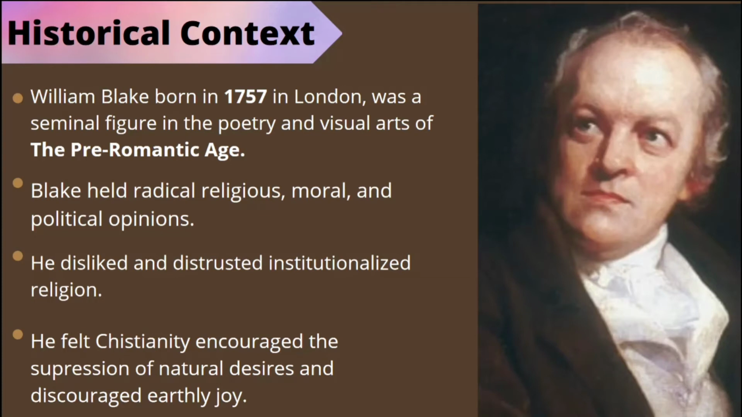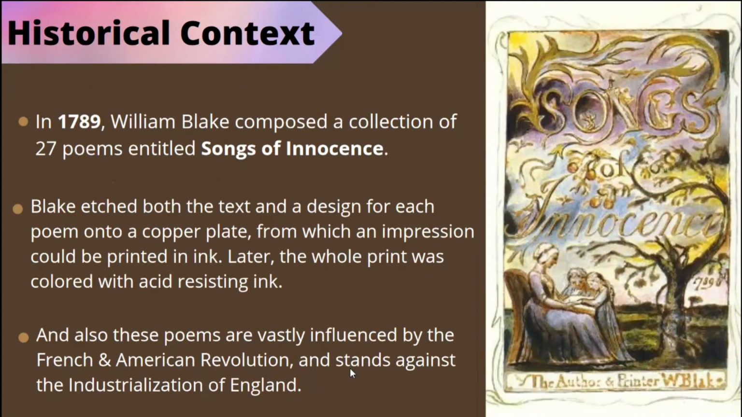So we can see here that William Blake, born in 1757 in London, was a seminal figure in the poetry and visual arts of the pre-Romantic age. You can say that he was one of the precursors of Romanticism. Blake held radical religious, moral, and political opinions. He disliked and distrusted institutionalized religion like the church. He felt Christianity encouraged the suppression of natural desires and discouraged earthly joy.